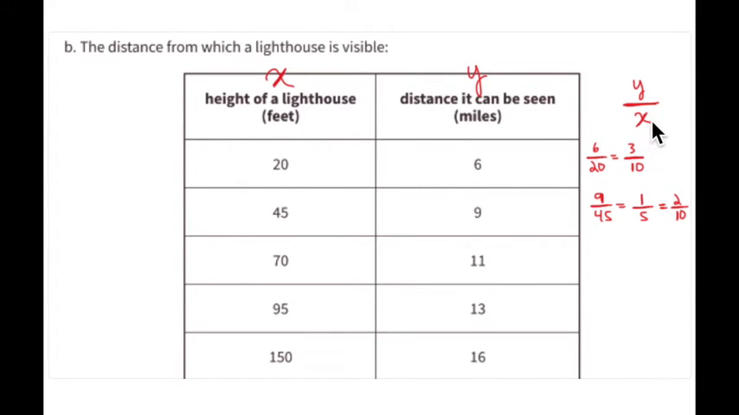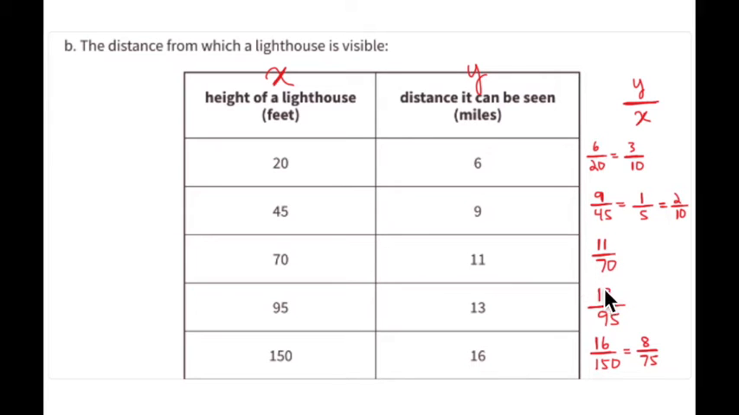So y divided by x, 6 divided by 20, that simplifies to 3/10. 9 divided by 45, that simplifies to 2/10. It's 1/5. 1/5 is the same as 2/10. So these are not constant. So it doesn't look like there's a proportional relationship between the distance and the height of the lighthouse.